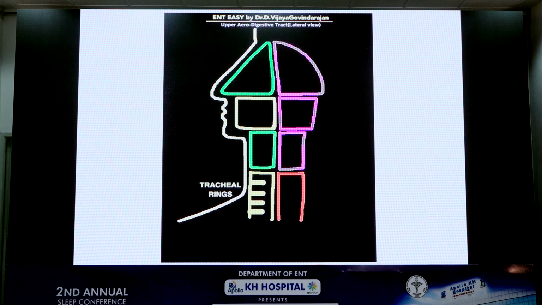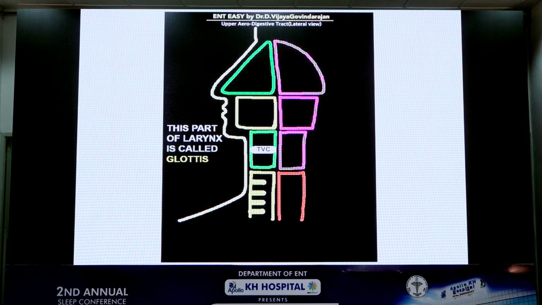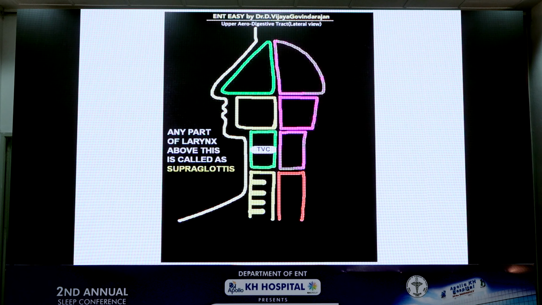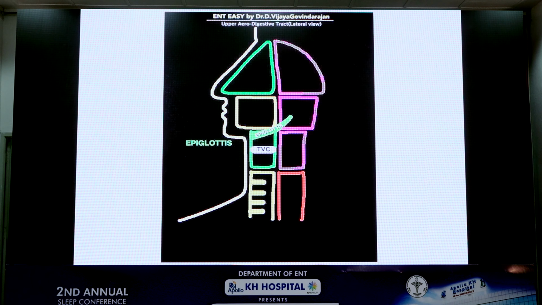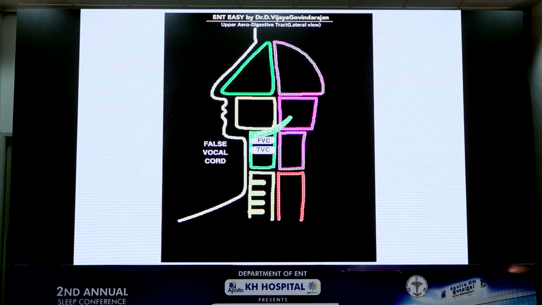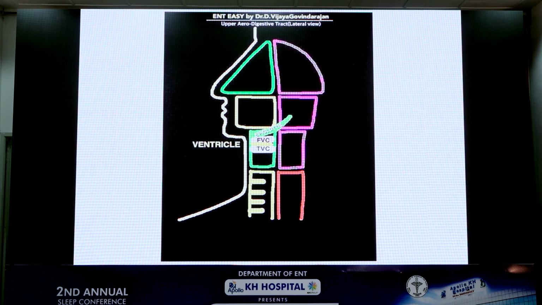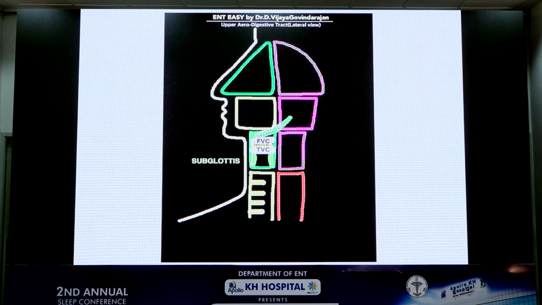With this concept, I fill all the areas with the important structures like tracheal rings and vocal cord. Anything at the level of the vocal cord is called glottis. Anything above that is called supraglottis. Below that is called subglottis. So the 3 areas of the larynx have been shown very easily: supraglottis, glottis and subglottis. The epiglottis is the cap above, and the false vocal cord has been put. Between them is the ventricle. Then is the subglottis.